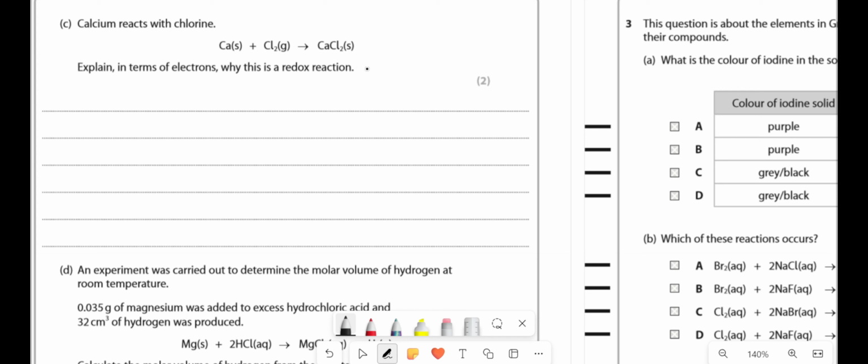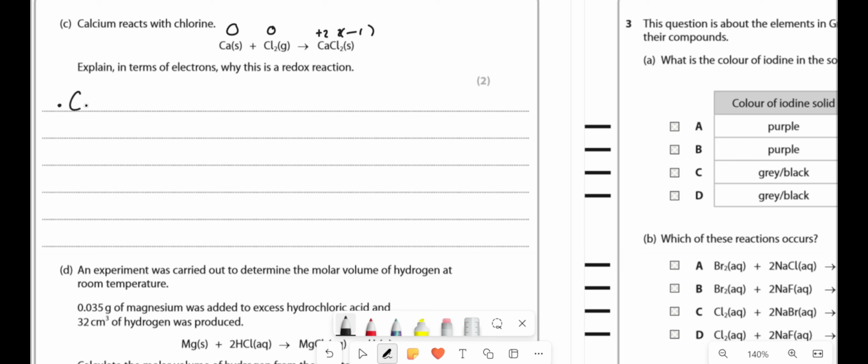Explain in terms of electrons why this is a redox reaction. You can't just jump in and say oxidation number, this and that. Any question that's talking about oxidation and reduction, you have to talk about the movement of electrons, the gain or loss of them. Calcium is going from 0 to an oxidation number of +2, and chlorine is from 0 to -1, but there are 2 lots of that. Again, for any redox reaction, even if it doesn't say it in terms of electrons, just do it.